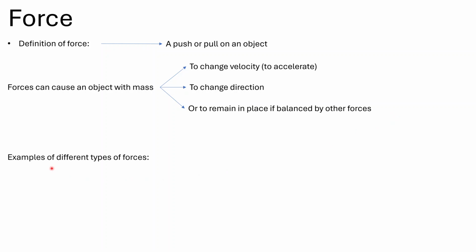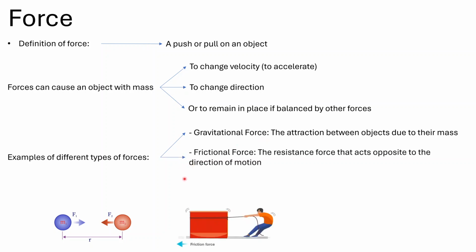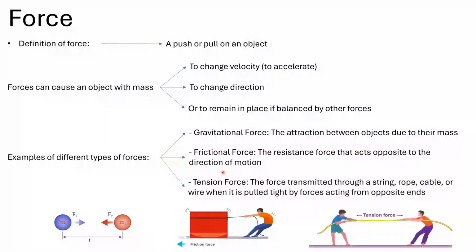Examples of different types of forces. Gravitational force. It's the attraction between objects due to their mass. Another example of force is the frictional force, which is the resistance force that acts opposite to the direction of motion. Another example of force is the tension force, which is the force transmitted through a string, rope, cable, or wire when it is pulled tight by forces acting from opposite ends.